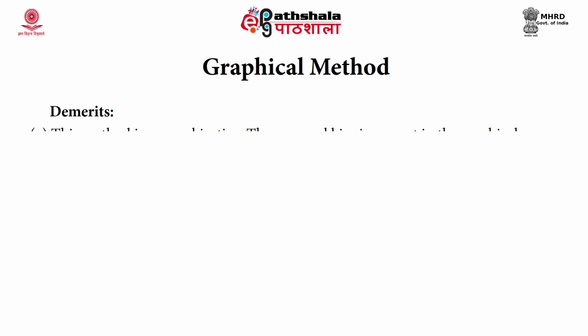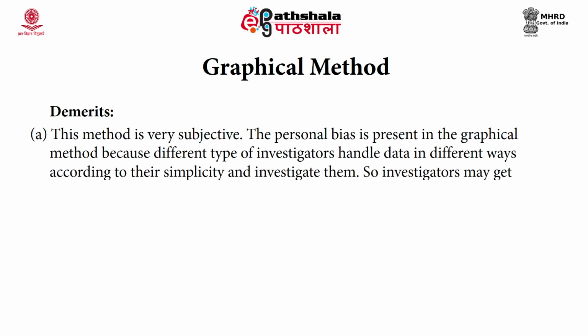Now what are the demerits? This method is very subjective. Personal bias is present in the graphical method because different investigators handle data in different ways according to their simplicity and investigate them. So an investigator may get a different trend line for the same data set.